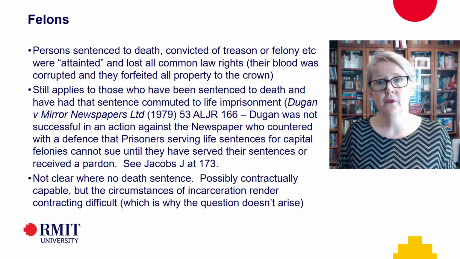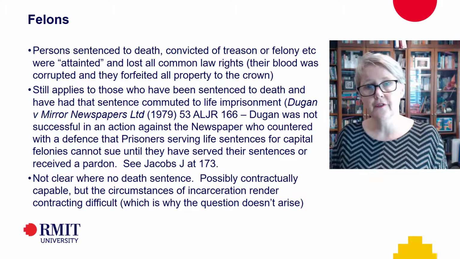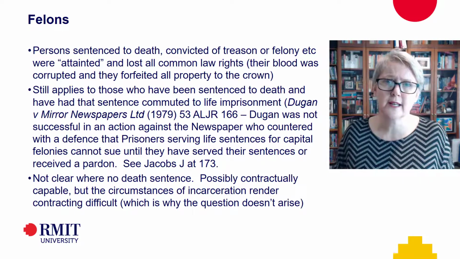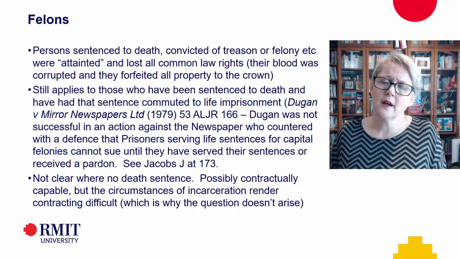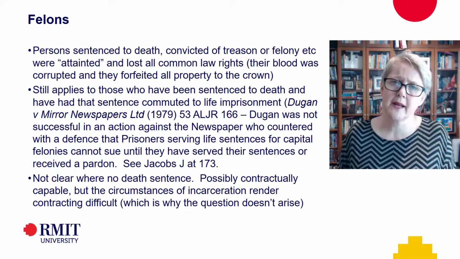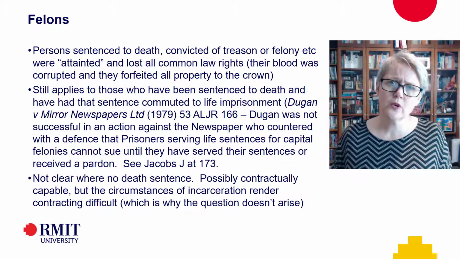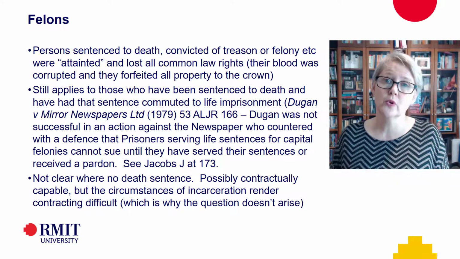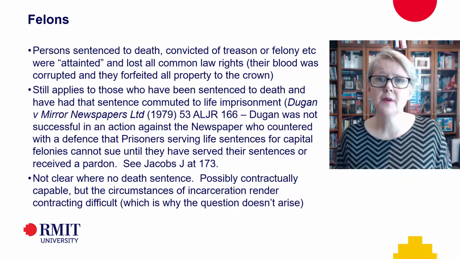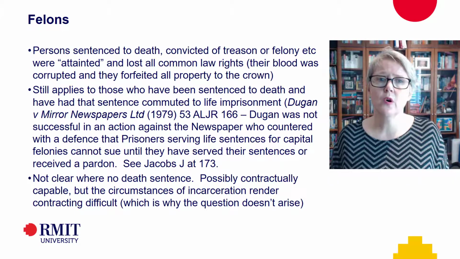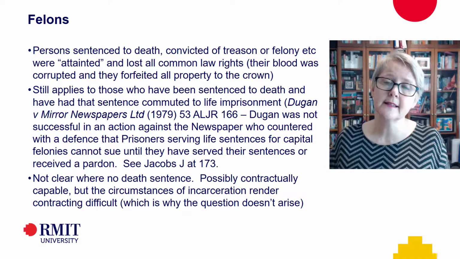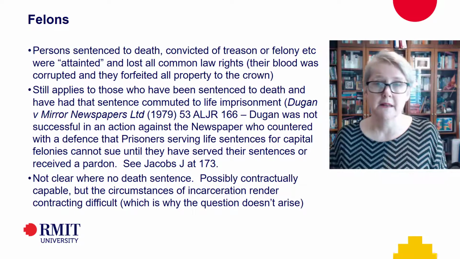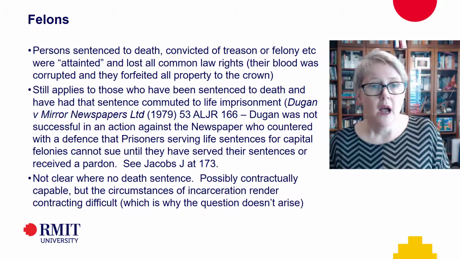The Mirror newspaper wrote about those offences, and Mr. Dugan, who actually had another 14 years added to his life sentence, took offence to those statements that were made about him in the newspaper and sought to exercise his common law rights in defamation to sue the Mirror newspaper. And the Mirror newspaper used the defence that because he had been sentenced to death, he was attainted and he no longer had common law rights. And essentially they could defame their little hearts out.